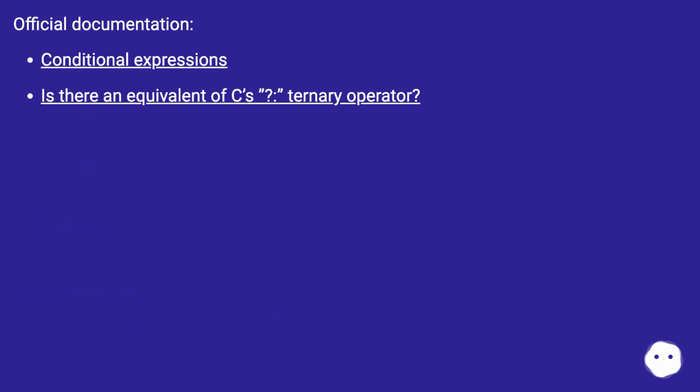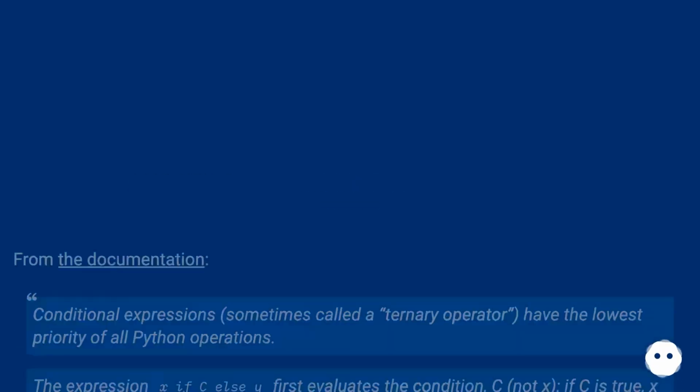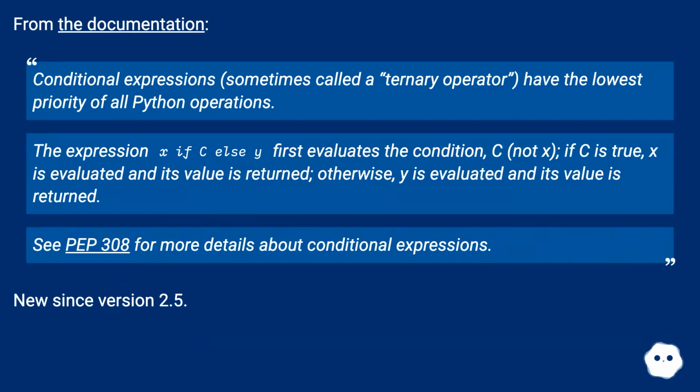Official documentation. Conditional expressions. Is there an equivalent of C's ternary operator? From the documentation: conditional expressions, sometimes called a ternary operator, have the lowest priority of all Python operations. The expression x if c else y first evaluates the condition, c, not x. If c is true, x is evaluated and its value is returned, otherwise, y is evaluated and its value is returned. See PEP 308 for more details about conditional expressions. New since version 2.5.